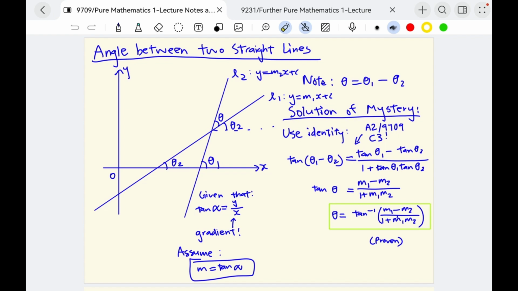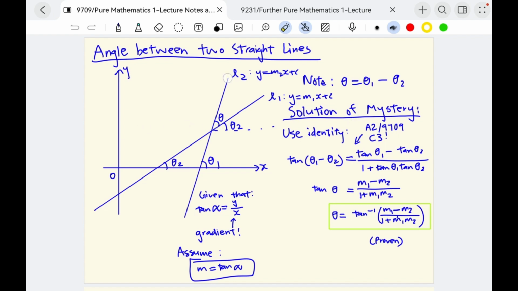So, for this part 2 of the Chapter 5 Trigonometry, we are going to discuss the last part of this chapter, which is the angle between two straight lines by using the tangent. Okay, so it is time for us to solve the mystery questions. It's not a question, but it's the mystery that we implied from Chapter 3's coordinate geometry.